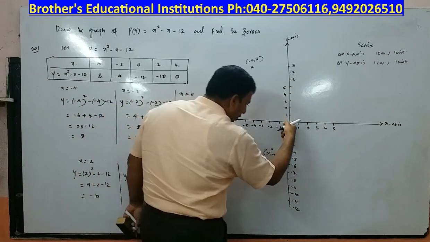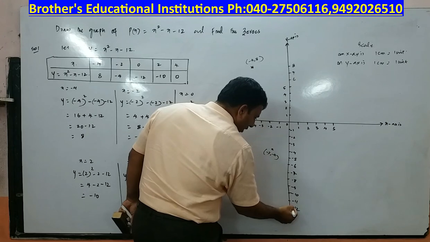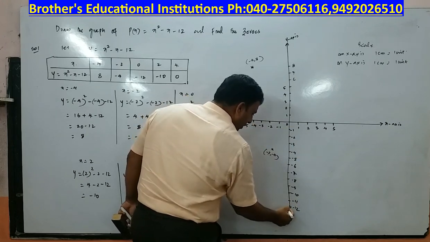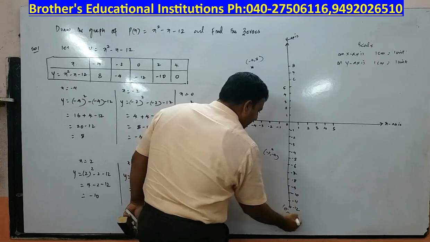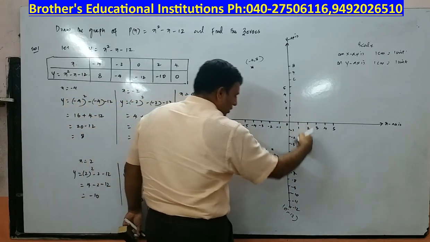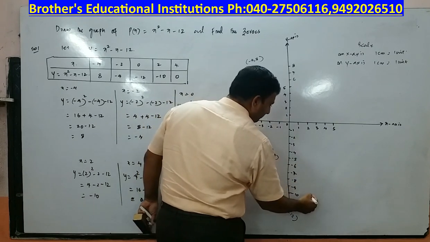For x is equal to 0, it is minus 12. I have to mark a point. For x is 0, y is minus 12. I am plotting one point, 0 comma minus 12. For x is equal to 2, it is minus 10. For x is equal to 2, minus 10 comes here.